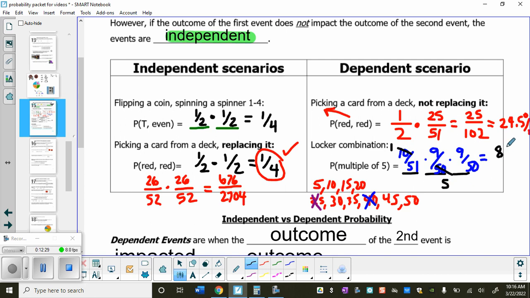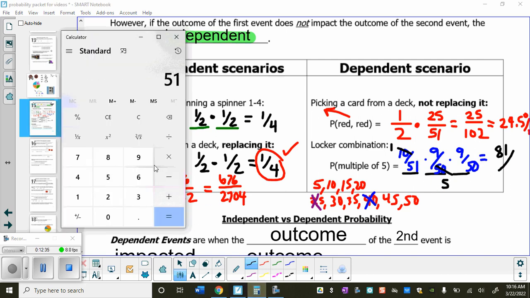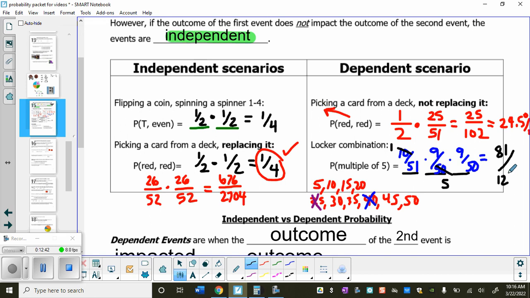But now we're going to have an 81 here, and then whatever 51 times 5 times 50 is. So 51 times 5 times 50. So 81 over 12,750.